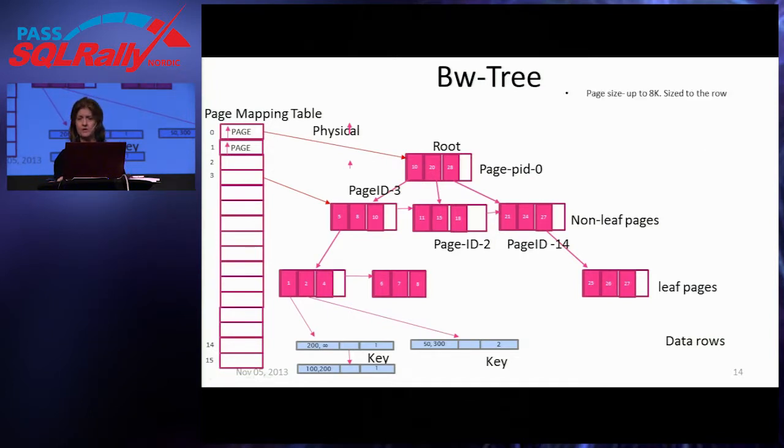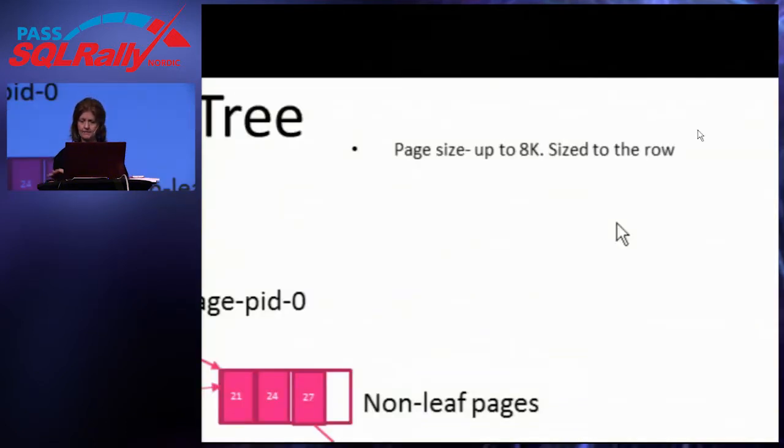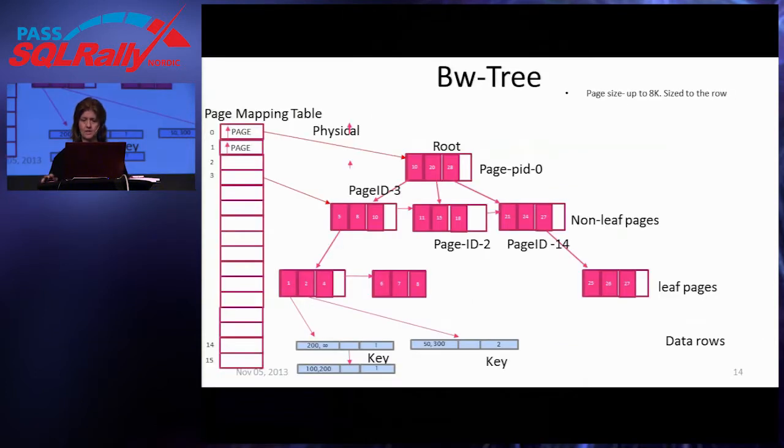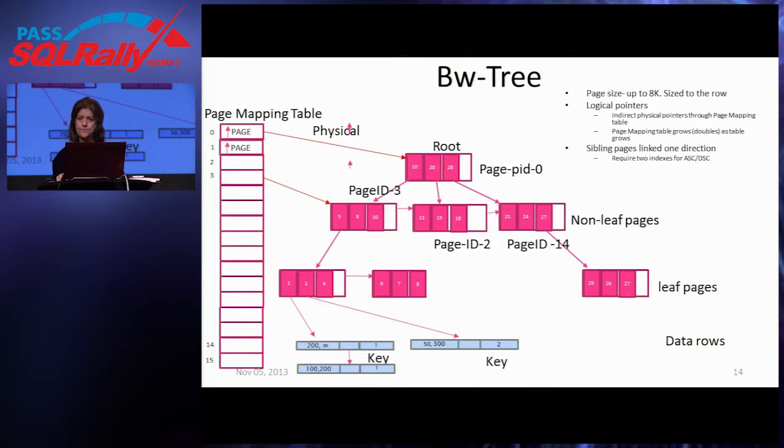So a couple of additional facts. Index page size, another difference between B trees and BW trees, is that the page size is variable. Page size can be up to 8K, but it might be smaller than 8K. And let's see if I can actually, nope, it won't do the animation in the zoom. I think most of these points I mentioned already.